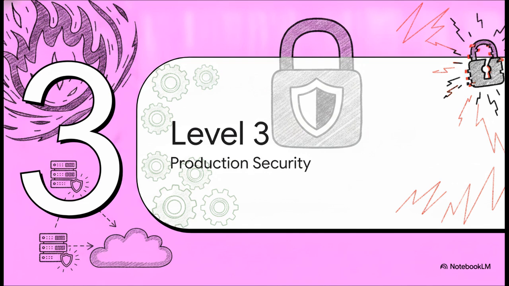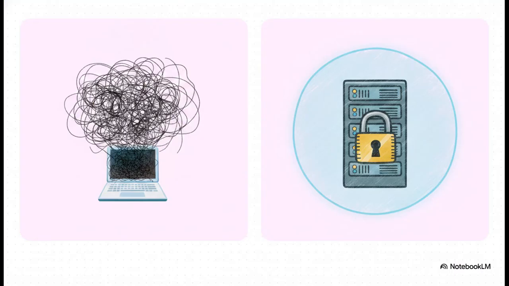Okay, level 3, hardening security in production. We're leaving the safety of our local setup and entering the unforgiving reality of the open internet. Look, there is a massive difference between your development environment and your production environment. Locally, you want verbose error logging, right? Give me all the stack traces in the browser so I can debug.